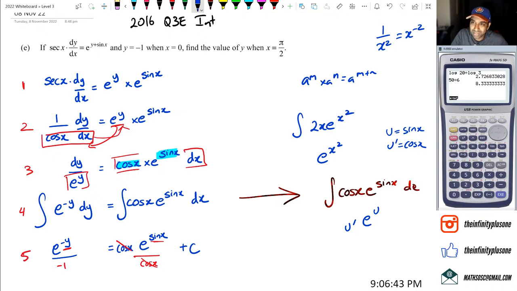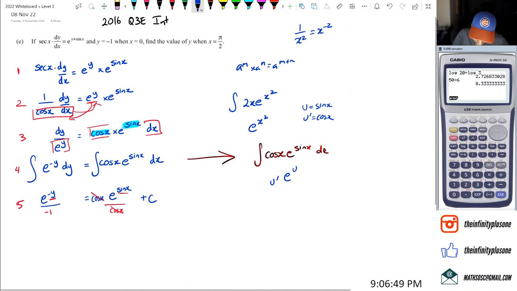I prefer complex numbers because I really enjoy complex numbers. Yeah, but anyway, let's carry on with this question.